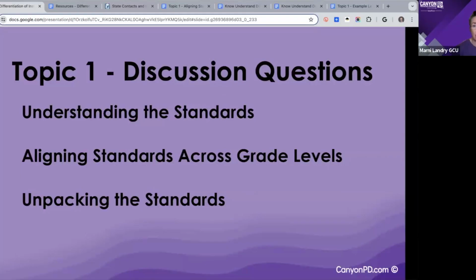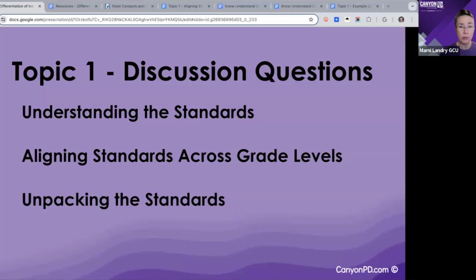As we conclude topic 1, there are several sets of discussion questions for you to discuss with your team, and these can be found in the course syllabus documents. One, understanding the standards. How do standards inform your lesson planning and practices? What challenges do you face in accessing and even understanding the standards? What challenges do you face in aligning the standards across grade levels?